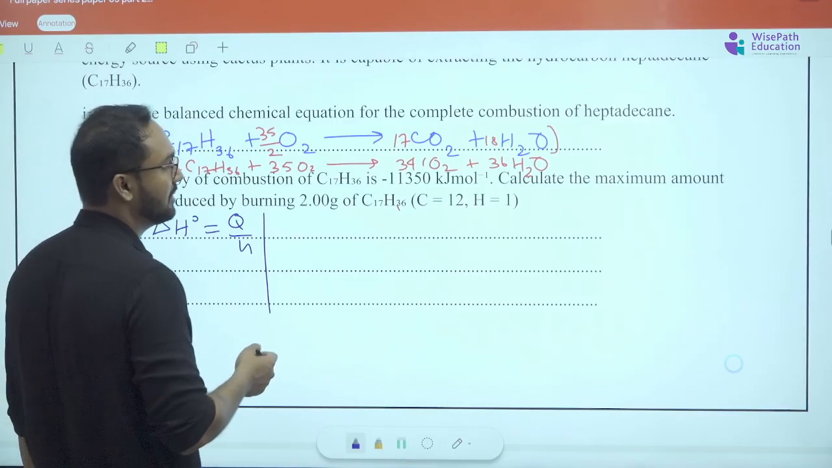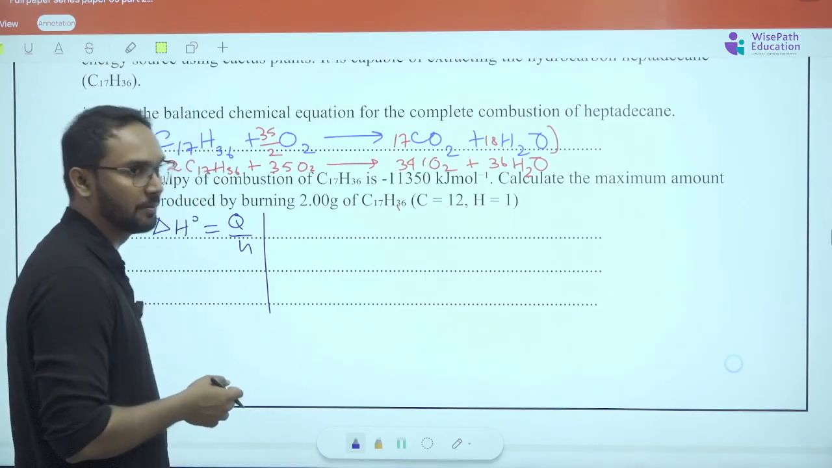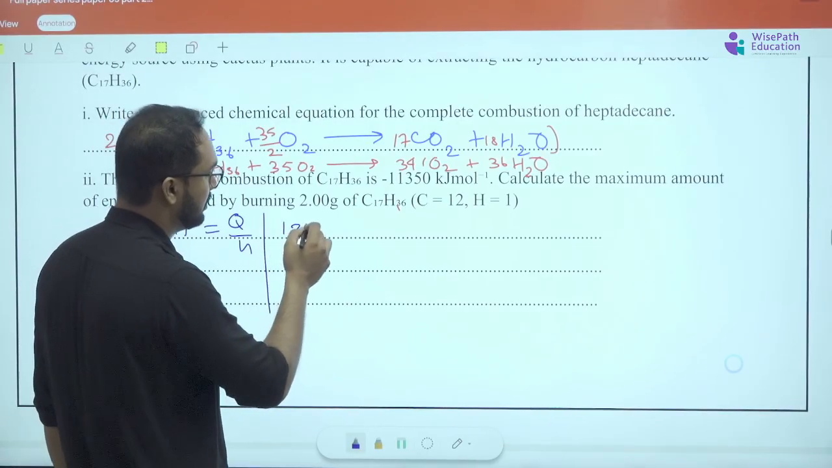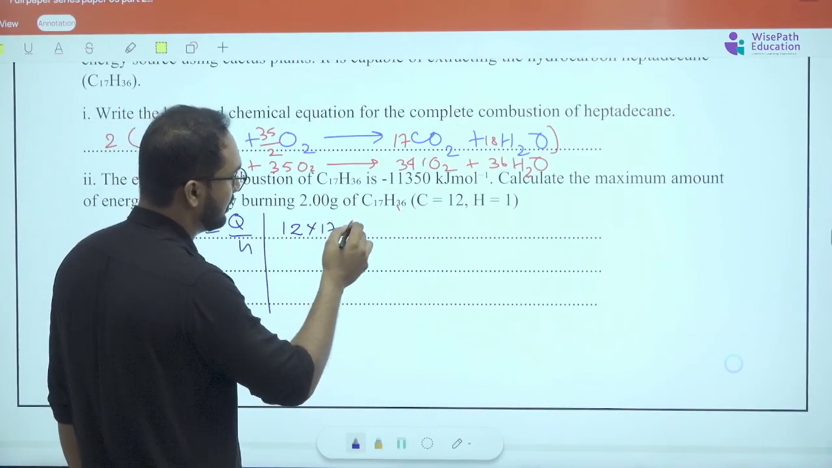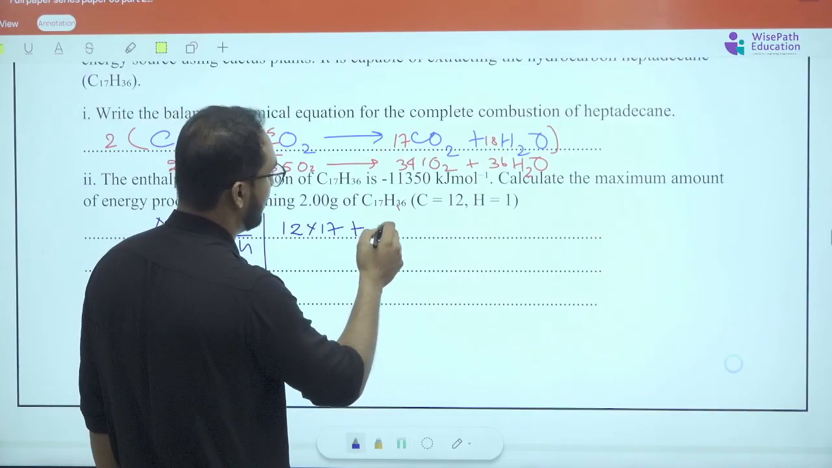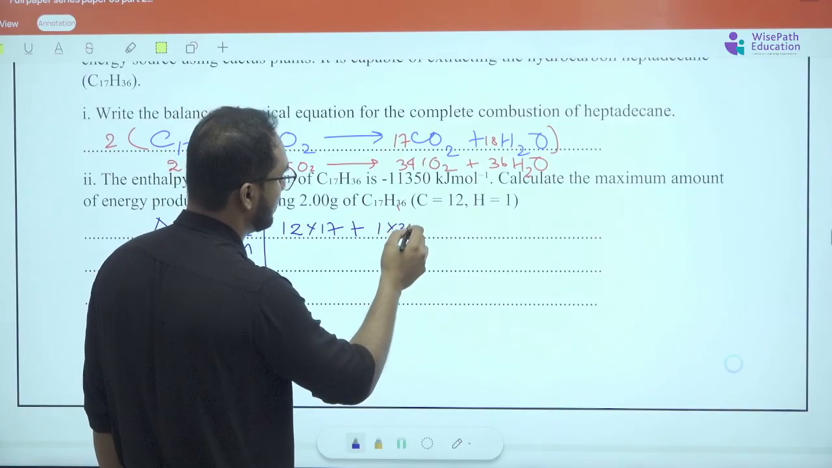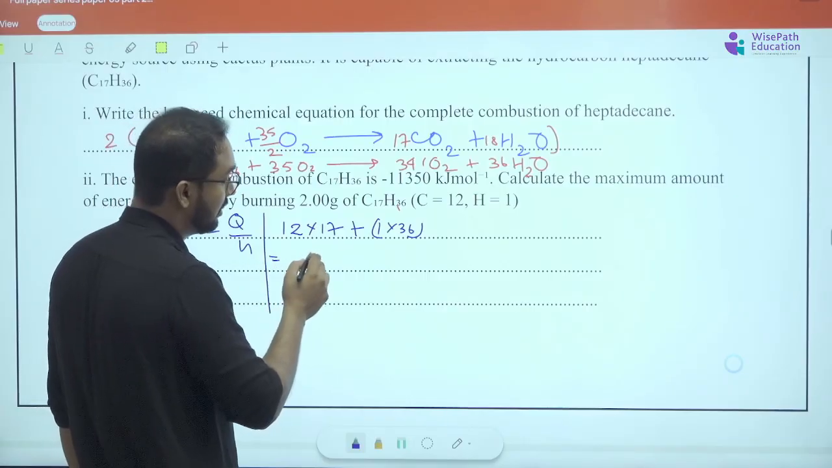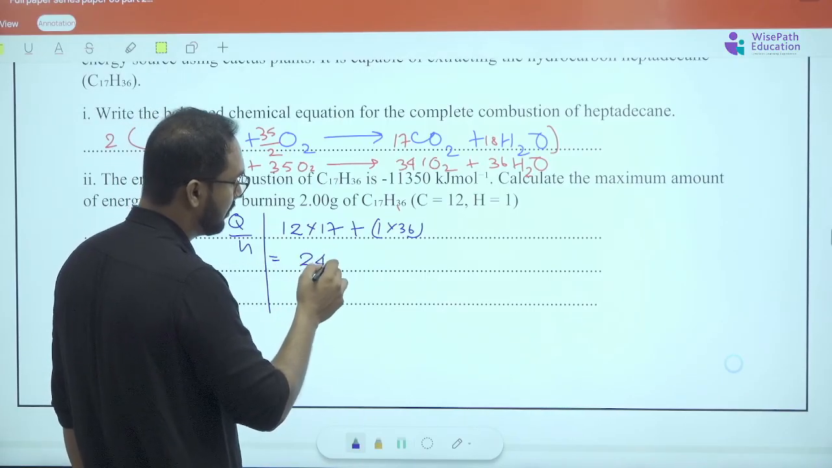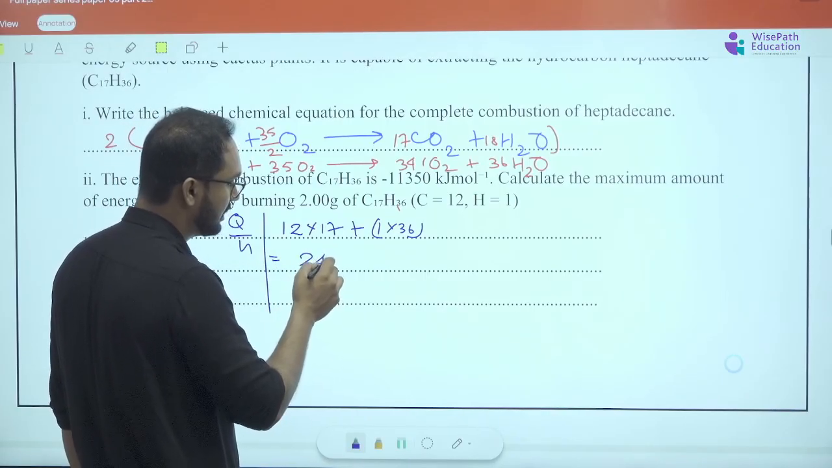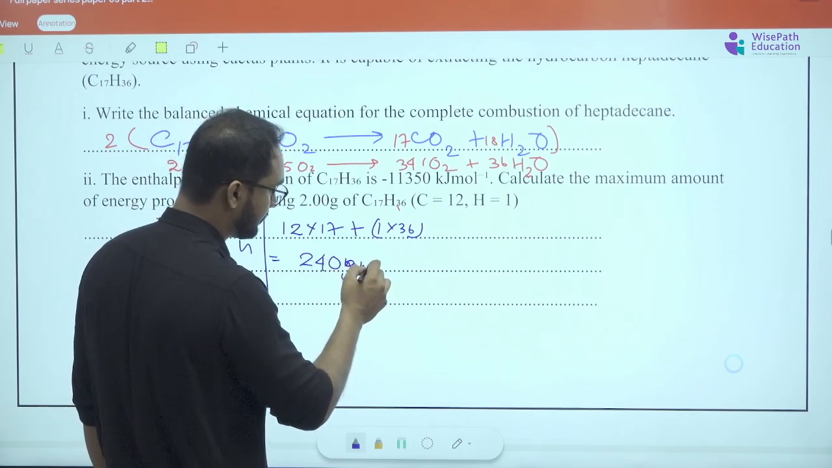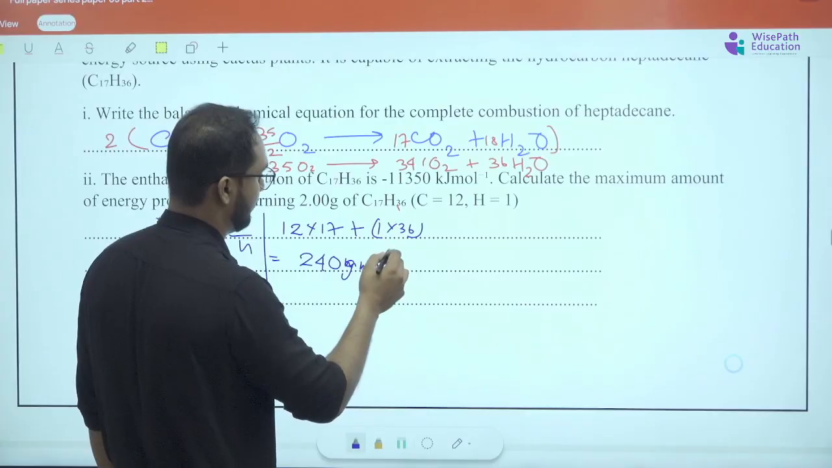How much is the molar mass of C17H36? So that will be 12 into 17 plus 1 into 36. So altogether how much? 240 grams per mole, right? Now this is the molar mass.